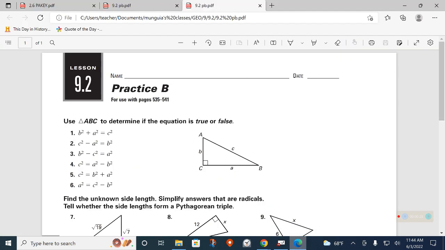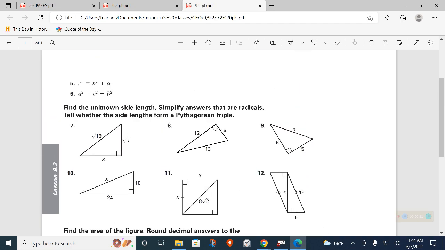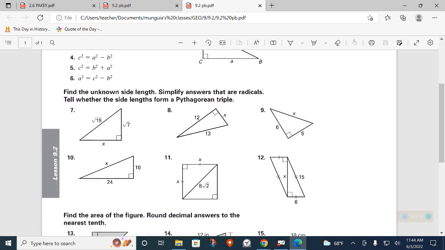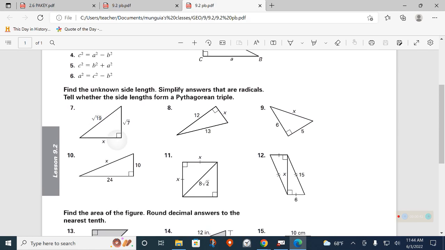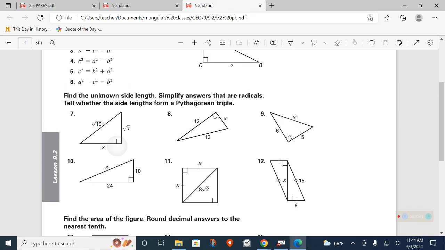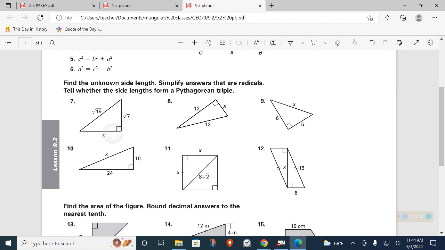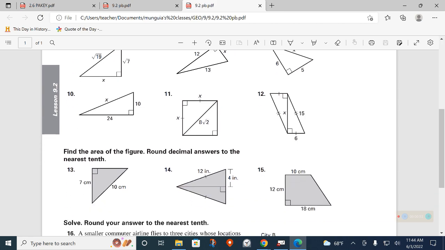So let's go ahead and do one more example. Let's see, 8, no, 12, 7, 9, 12. Yeah, we'll do that one. So I'm going to have you copy this down here.